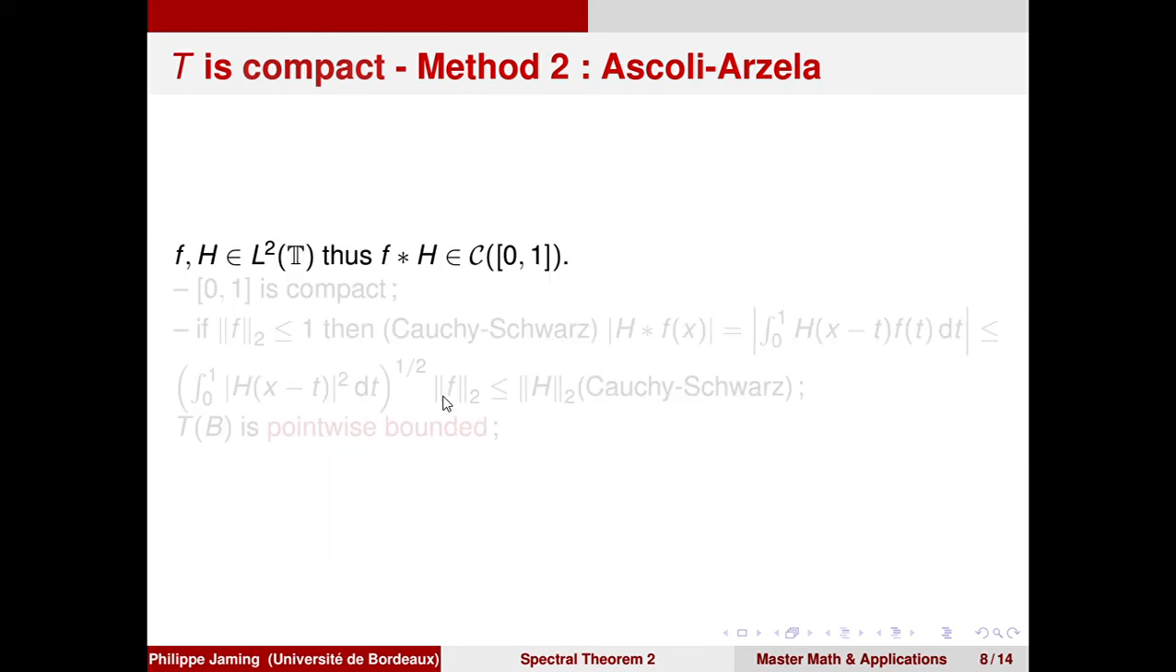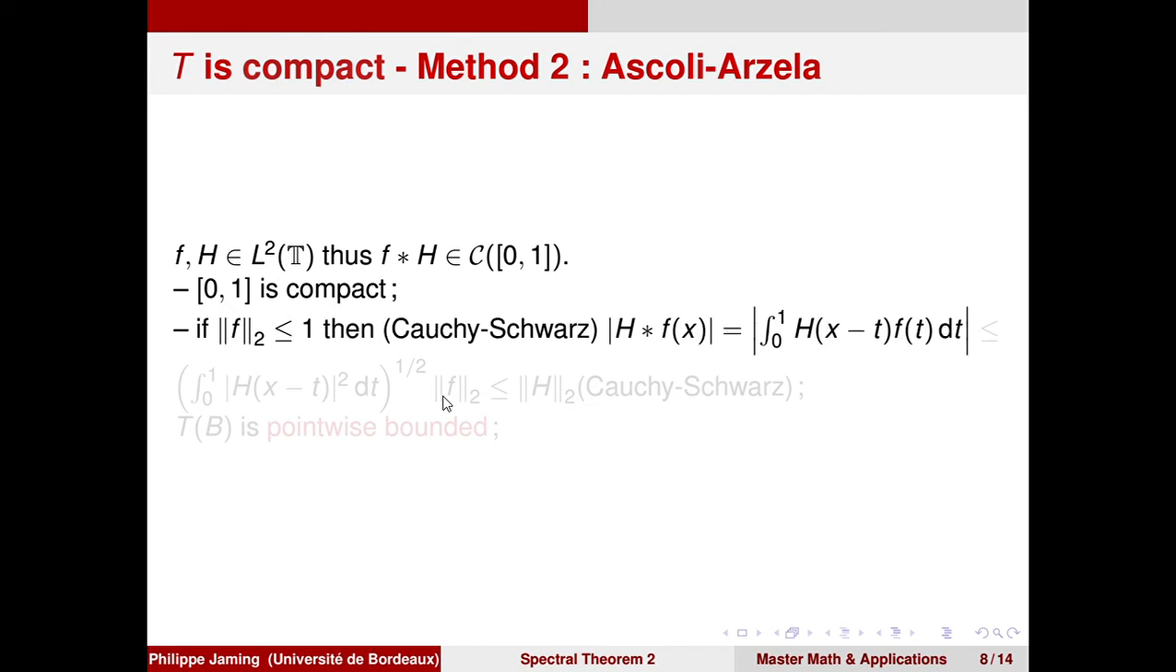And now the observation is that as f and h are in L2 of T, f convolved with h is continuous, on 0,1 or continuous for T, because it's also one-periodic. 0,1 is compact, and if the L2 norm of f is less than 1, then Cauchy-Schwarz tells us that h convolved with f is less than the integral of 0,1 of mod h of x minus t squared dt to the 1/2 times the norm of f2. The first one is h2, and the second one is bounded by 1.